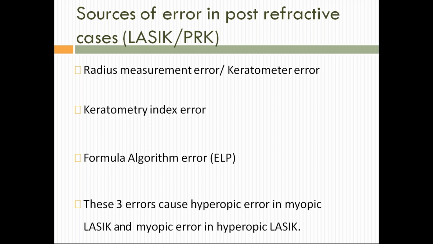Sources of error in post-refractive cases, LASIK or PRK. The sources of error are the radius measurement error or keratometer error, keratometry index error, and formula algorithm error that arises from different formulas, because most of the formulas are dependent on the axial length and K reading. These three errors cause hyperopic error in myopic LASIK, and myopic error in hyperopic LASIK.